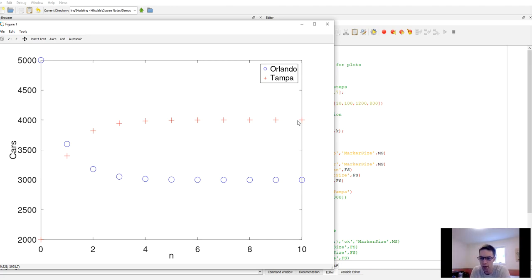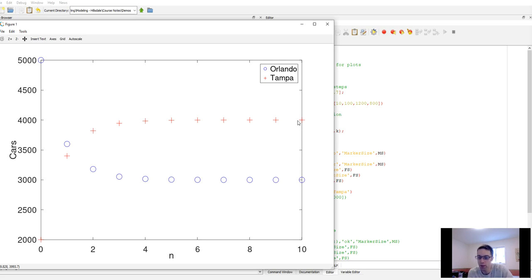Okay, so in a couple of days, we will look at how you actually compute exactly what the system is going to approach in the long run. For now, we could just estimate it numerically, and from what I'm seeing, it looks awfully close to 4,000 and 3,000 for the final values.